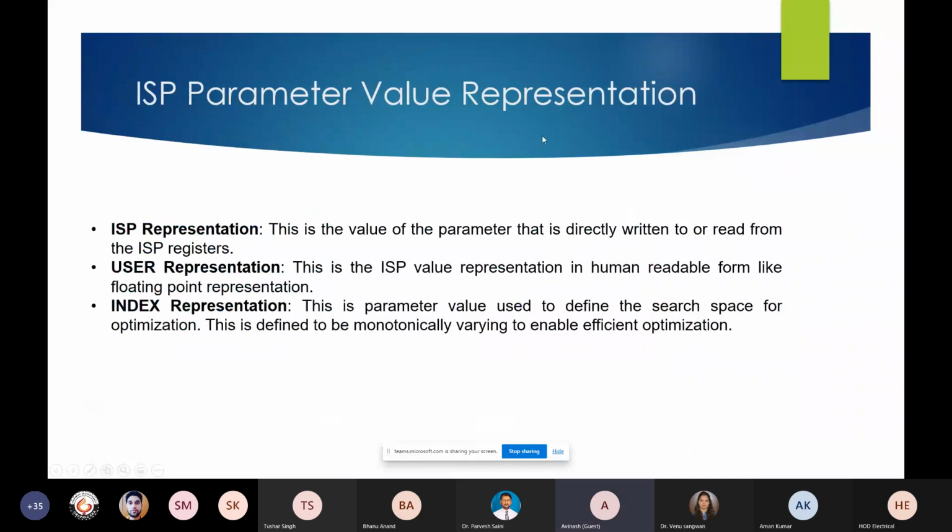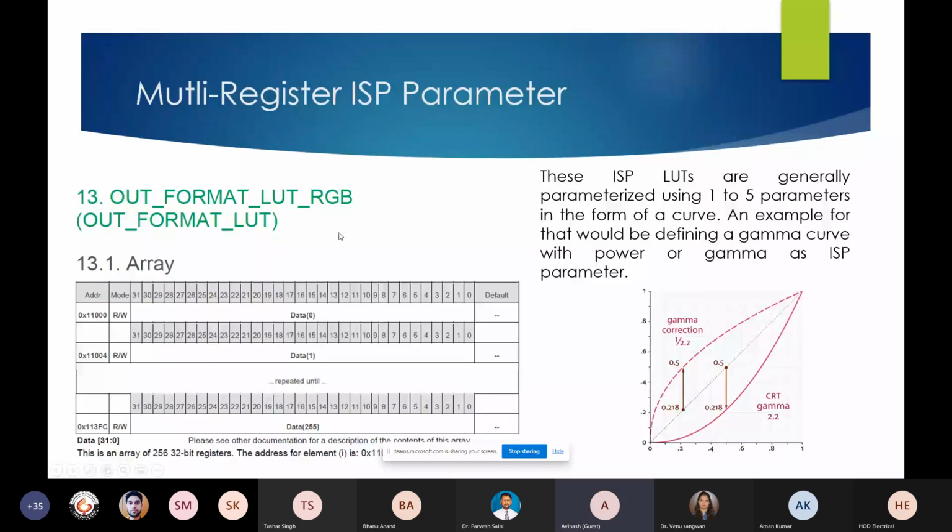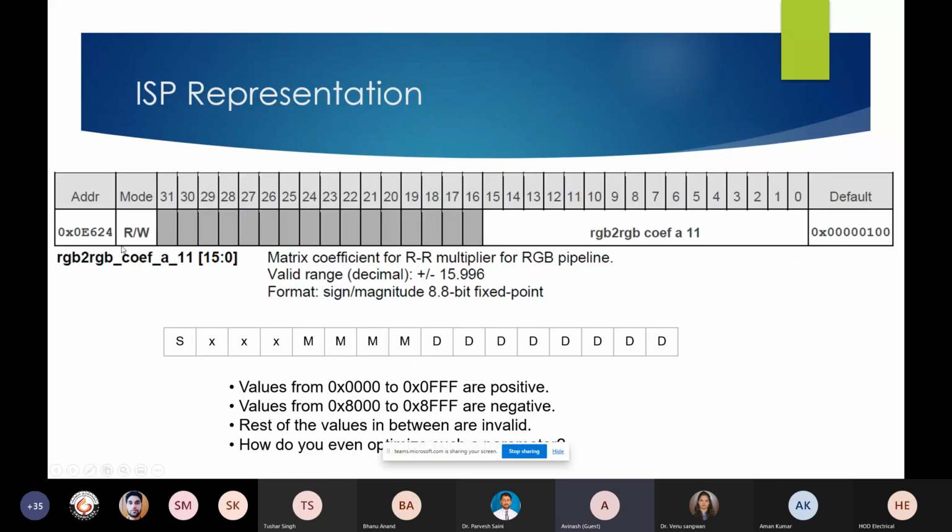The next thing in the ISP parameter definition is how we represent the value of these registers or the parameters here. As you can see in this case, this is a 32-bit parameter. So it's actually quantized into 2 to the power 32 different values here. So we don't have everything. It's not in float. We don't have very high precision here. One example could be this CCM RGB to RGB parameter, where we have 8 bits representing the decimals and the next 8 bits for the integral value, with only 4 bits being used to represent the integral value and 1 bit for the sign value, and these 3 bits are not used.